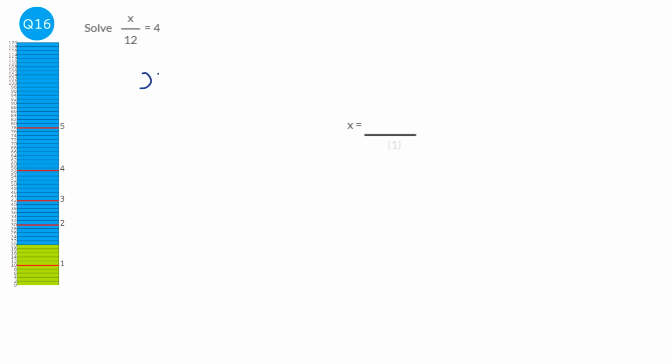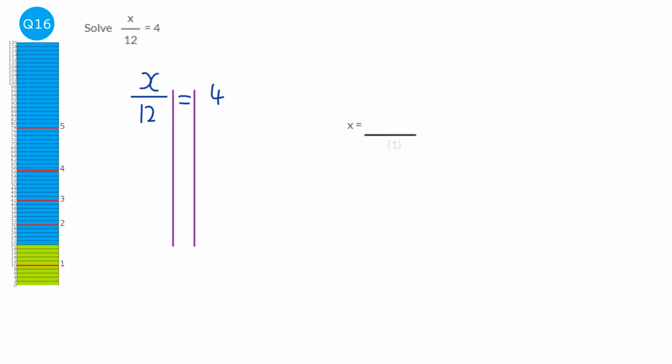I'm going to start just by copying out the question. So we've got x over 12 equals 4, and when we're asked to solve, it means we need to find out what x is. We need x equals, and the method for doing it is just by putting lines either side of the equal sign, our solving lines, and what we need to do is we need to get x on its own on the left hand side. What's stopping x from being on its own? This over 12. What does over 12 mean? Well, it means divide by 12.